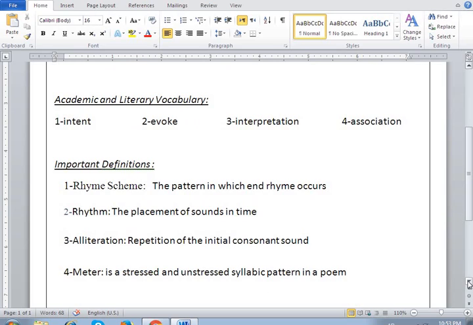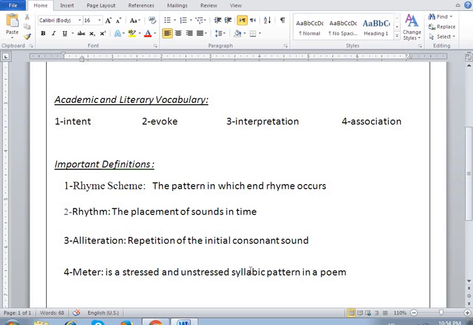Okay, by the end of this lesson, I want you to revise with me some important definitions which we studied in this collection. Rhyme scheme, the pattern in which end rhymes occur. Rhythm, the placement of sounds in time. Alliteration, repetition of the initial consonant sounds. Meter is a stressed and unstressed syllable pattern in poems.